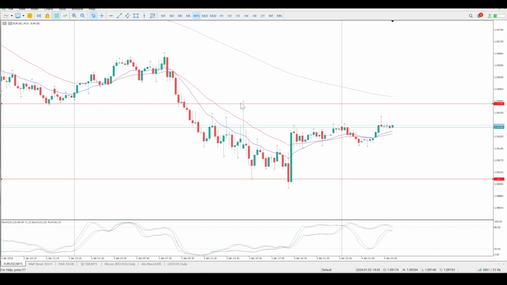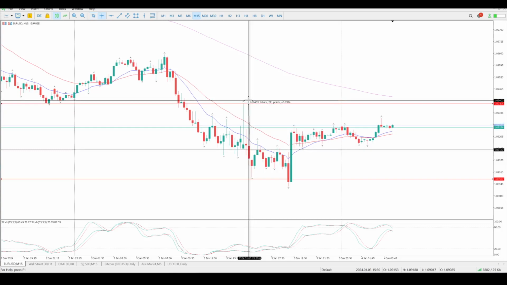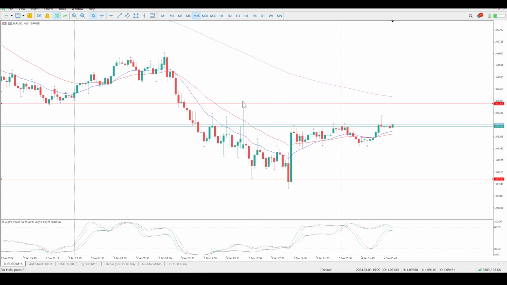So there was your retest of structure. Look at the size of this pin bar. That's 271 points, so that's not something you want to be trading, to be honest. This kind of volatility just gives you an indication that we don't know what's actually going on. And also when you see this kind of volatility, and look at this big engulfing bar here with a crossover of the moving averages, often this is a turn.